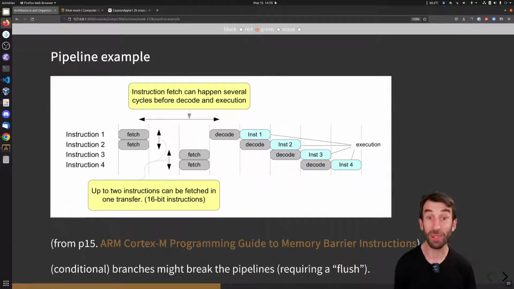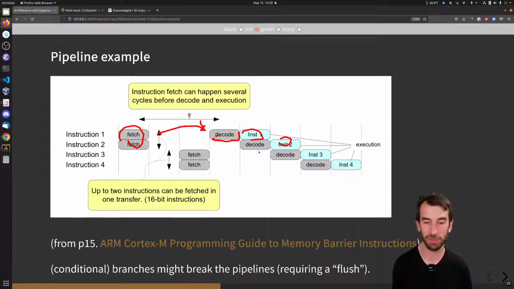So this is from the manual for the Cortex M4, and it says that you can fetch up to 2 instructions with 1 transfer, because the Cortex M4 can load from memory 32 bits at a time. So if they're only 16-bit instructions, they can be fetched together. There can be some cycles in between when the CPU decides to actually decode and execute things, and then they typically do these in sequence, 1, 2, 1, 2, 1, 2.